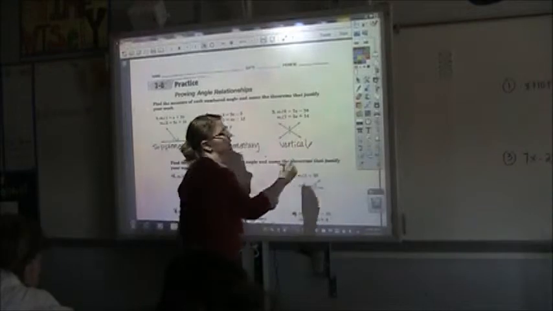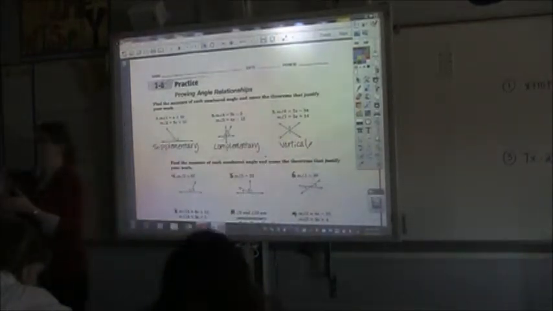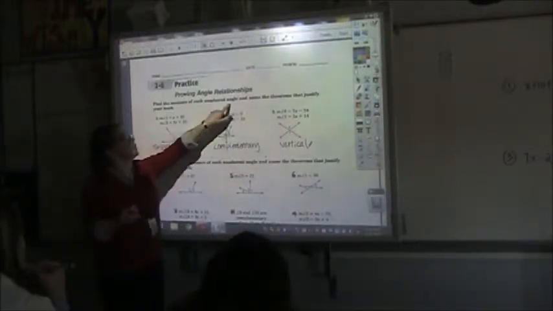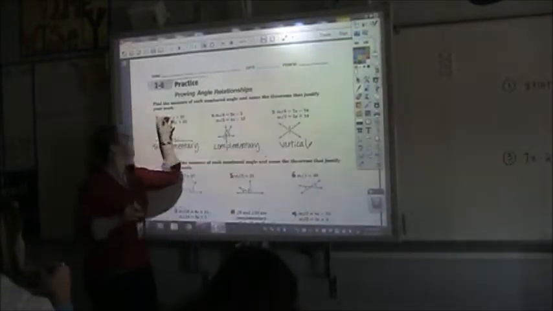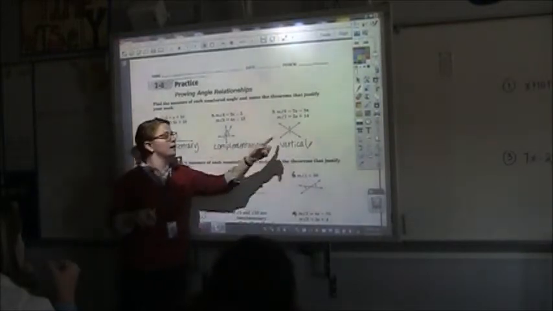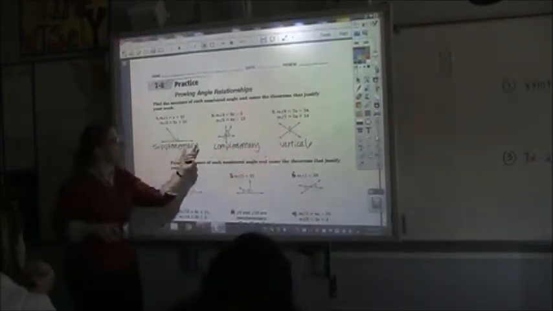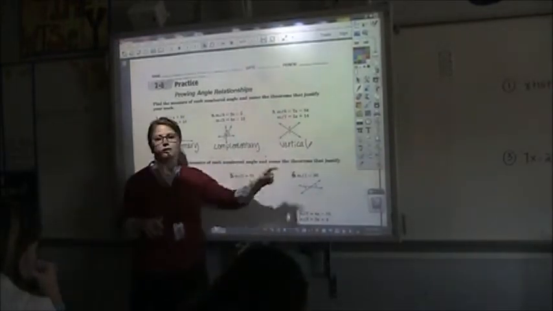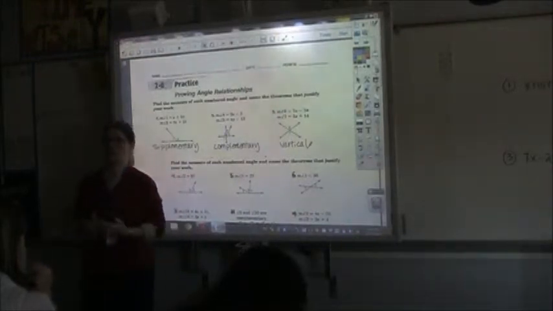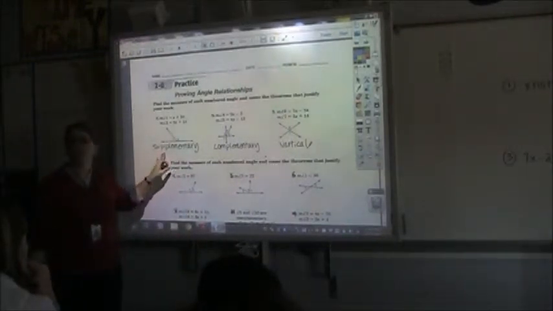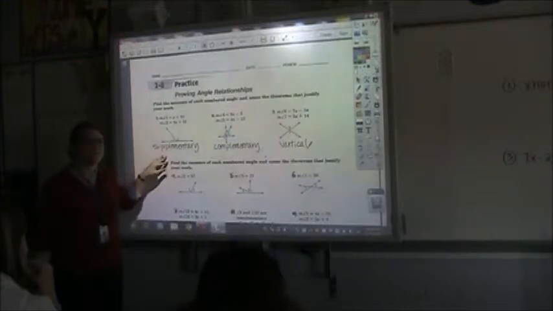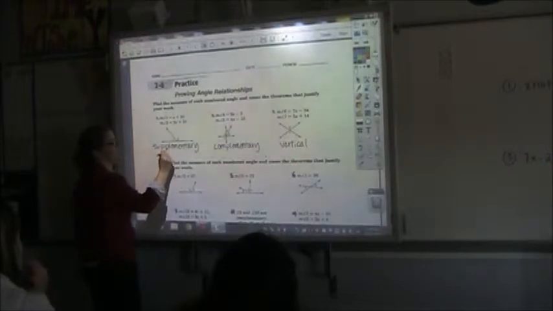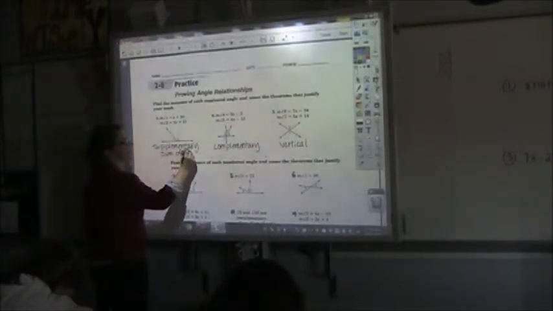Now, the reason we need to do that is for several reasons. First, they want you to find the measure of each numbered angle and name the theorem that justifies your work. What we just did was name a theorem. Now we are identifying the relationship, but there's a theorem attached to each of these that states their relationship. So, supplementary means what? The 2 angles add up to 180. So they sum up to 180.